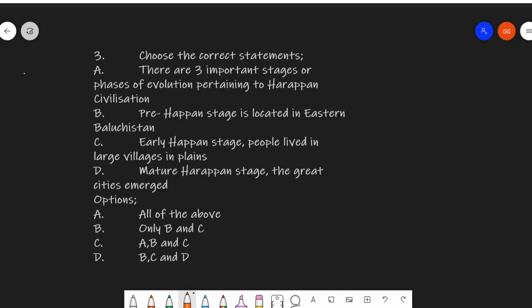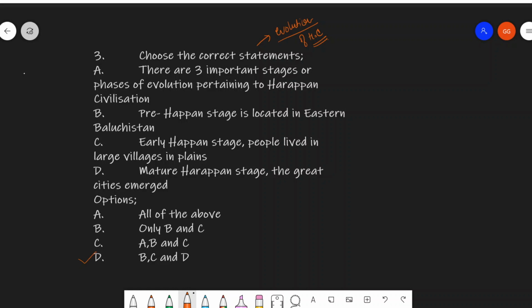So we have understood that it is asking us about the origin and evolution of the Harappan civilization. Right? Now, which of the following statements are correct? You see, barring A, all the others are correct. So the correct answer is D.